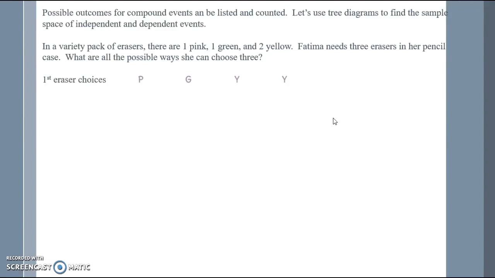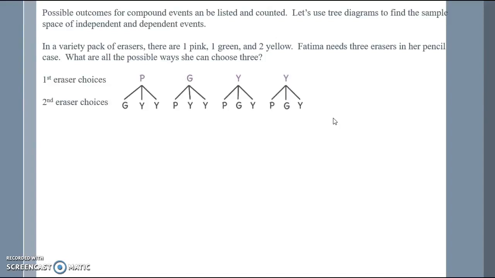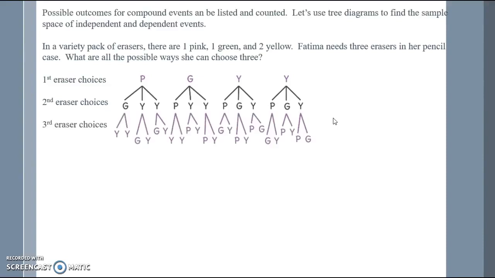So if we had our first eraser choice, we could have a pink, a green, or 2 different yellows. Then, depending upon what we chose for our first one, our second choice is slightly different. If I chose a pink, I only have a green or 2 yellows to choose from. If I choose a green first, my only options are pink, then yellow or yellow, and so forth. If I choose a third choice, my choices get limited because I'm taking away from what I already had to begin with.